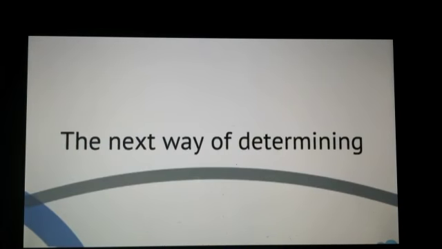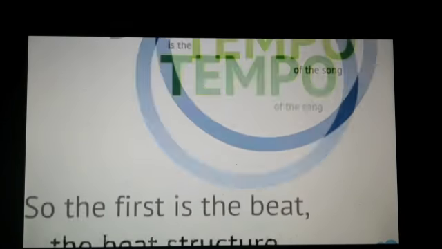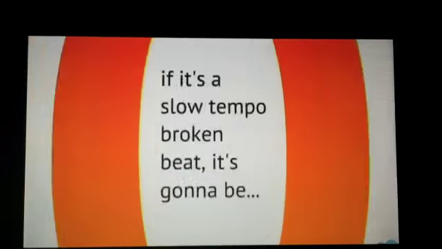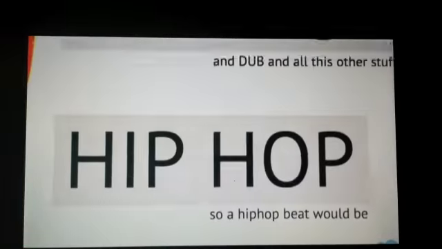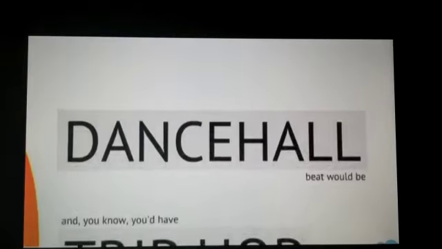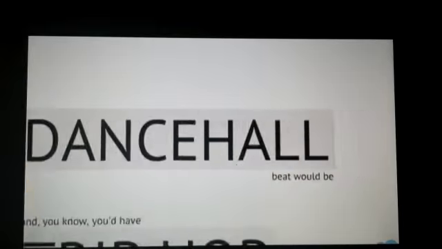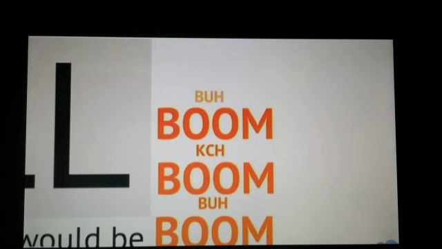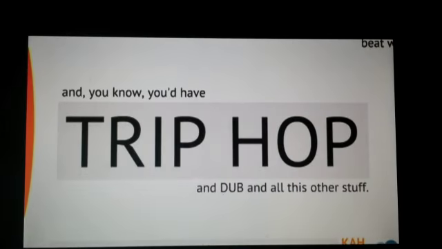The next way of determining what genre it is is the tempo of the song. So the first is the beat structure. Is it steady beat? Is it broken beat? Then you go by the tempo. If it's a slow tempo broken beat, it's going to be hip hop, trip hop, dance hall. So a hip hop beat would be boom, boom, kak, chicka, chicka, boom, kak. Dance hall beat would be boom, boom, kak, boom, boom, kak. And you know, you'd have trip hop and dub and all this other stuff.